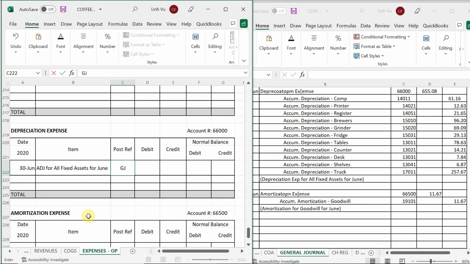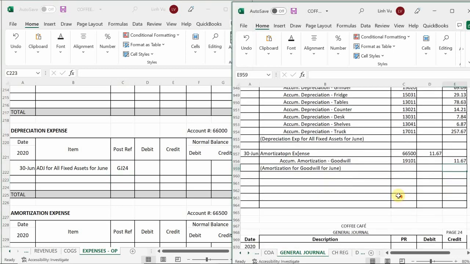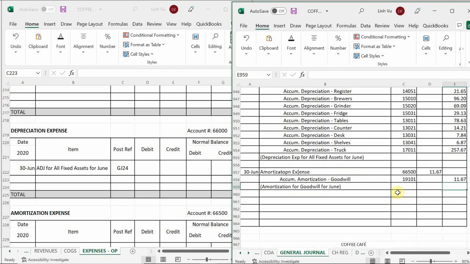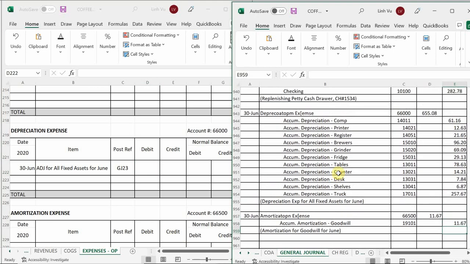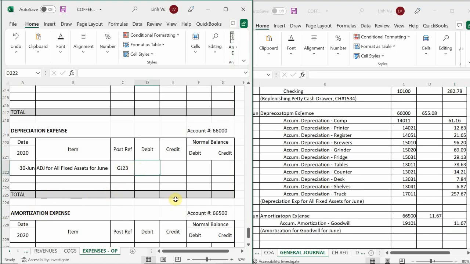Okay, general journal. This was page 24, I believe, right? We started the new page? No, we are actually on the last page of 23, the bottom of page 23. So in this case, general journal page 23. And we depreciate it for a grand total amount of $655.08.